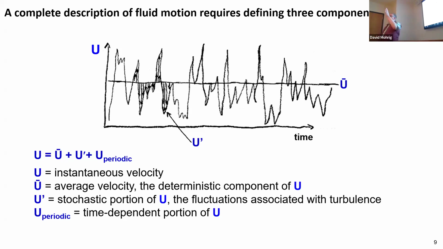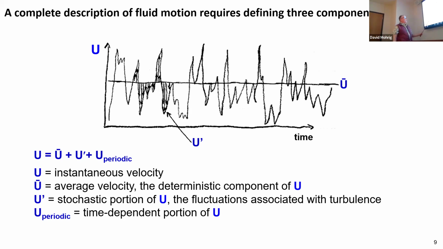Now, I just want to remind everyone that to fully describe a complicated flow field, there are three components. And so you have some total, this is the instantaneous velocity, but that velocity has an average component, or most importantly, a deterministic component of the velocity field. It has a stochastic component associated with turbulence. This is for a turbulent flow. For a laminar flow, you could get rid of that. And there's a periodic component to this.